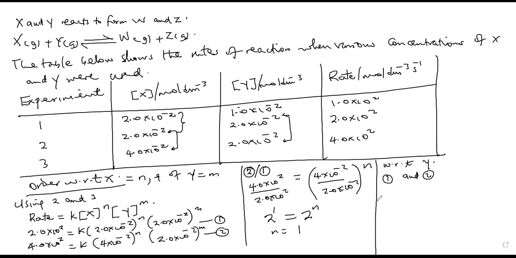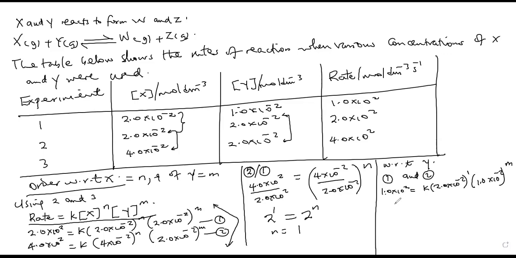So allow me to say, if we consider experiments 1 and 2, and we divide, I'm discarding all these steps, because we've done many examples, I expect us at least to see how it comes about. But anyway, if you consider experiment 1 and 2, remember you substitute in this equation of rate. So it is going to be rate of 1 and 2. So for 1, you have 1.0 exponent 2 is equal to k times concentration of x, that is 2.0 exponent negative 2 raised to the power x, which you already got as 1, times the one of y, which is 1.0 exponent negative 2 raised to the power m.